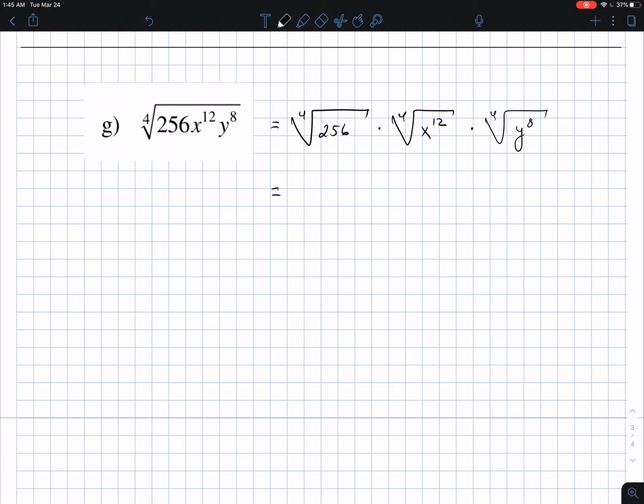So 256 is definitely divisible by 4 because 4 goes into 56. So this is the fourth root of 4 times 64. And that's nice because 4 will go into 64, so that's 16 times 4, and then we have the fourth root of 4 times 4 times 4 times 4, since 16 is 4 times 4. So already I'm hoping you can see that we have how many 4s? 4 of them, and the index number is 4, so I need only one of them. So 4.